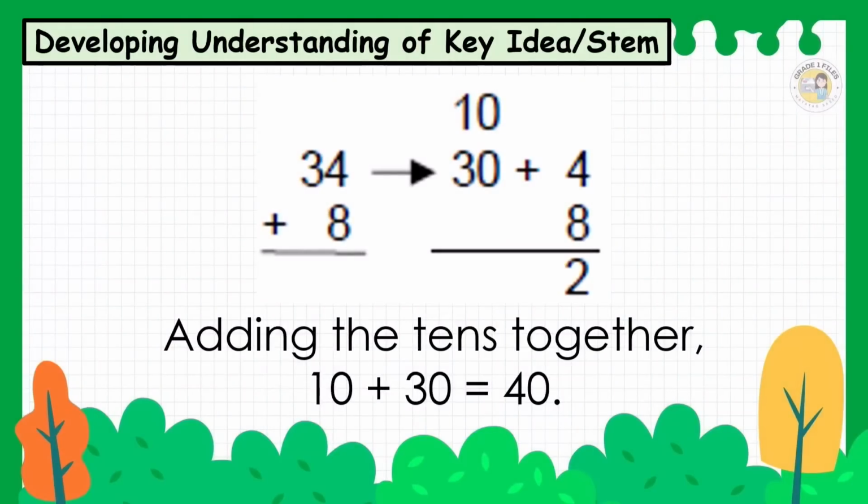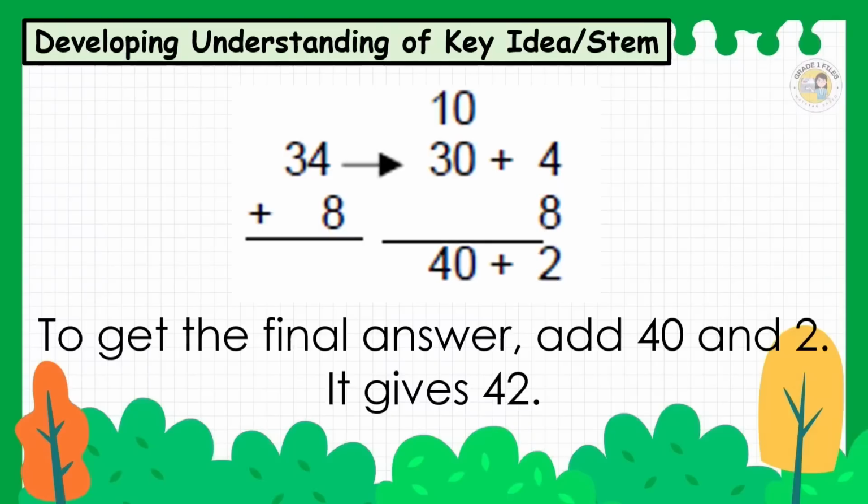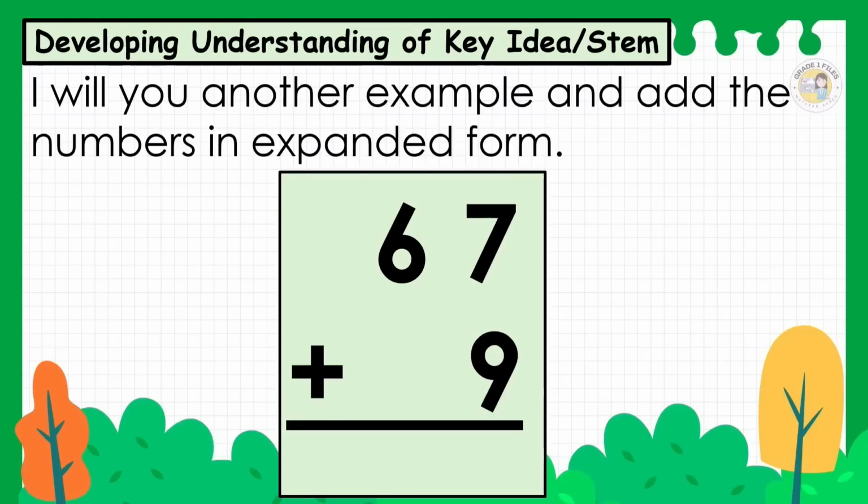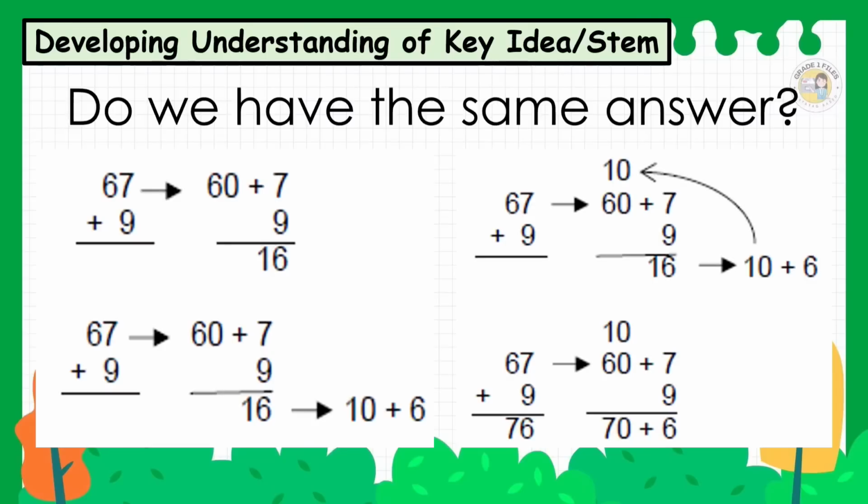Adding the tens together, 10 plus 30 is equal to 40. To get the final answer, add 40 and 2. It gives 42. Thus, 34 plus 8 is equal to 42. Now, I will give you another example and add the numbers in expanded form. Do we have the same answer?